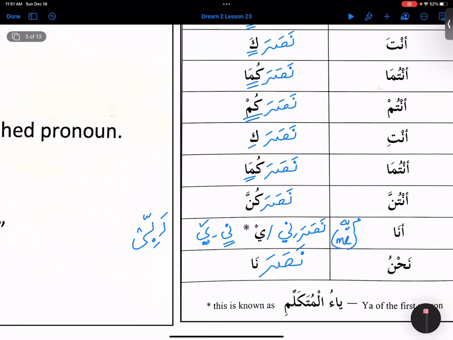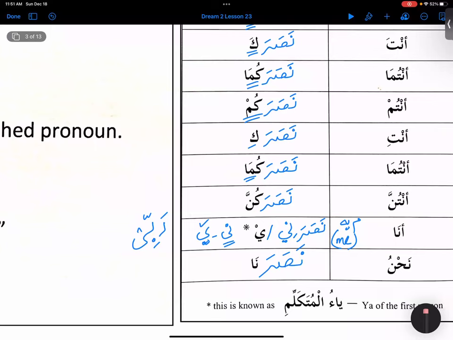Subhanallah, one small word, and now this is a complete jumla fi'liyya. We have fail, we have fa'il, and we have maf'ool. Subhanallah. So in Nasara, how are we going to label? If I want to put a label over here, how should I say it? That was our last class.